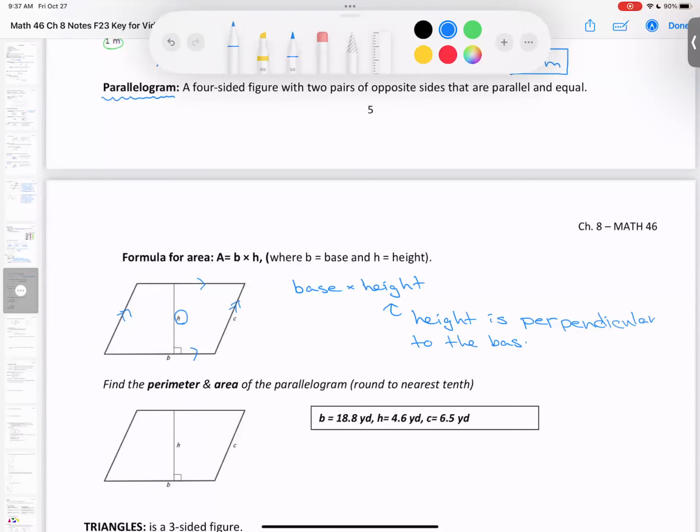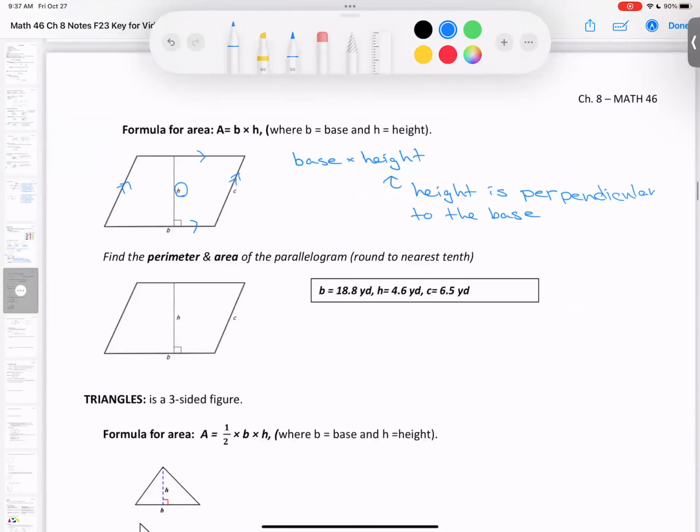So let's look at that next example there. They've asked us to find the perimeter and area of this parallelogram. We're going to round it to the nearest tenth. And they've given us some dimensions. They've told us B, or the base, is 18.8 yards. Our height is 4.6 yards. And that side length C is 6.5 yards.